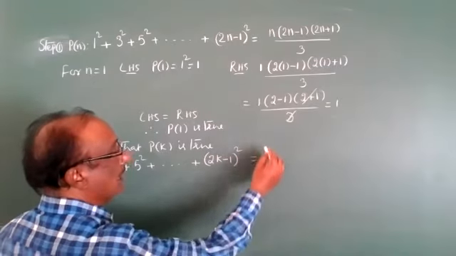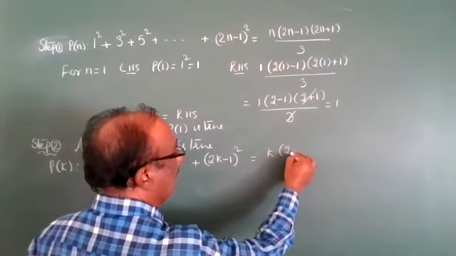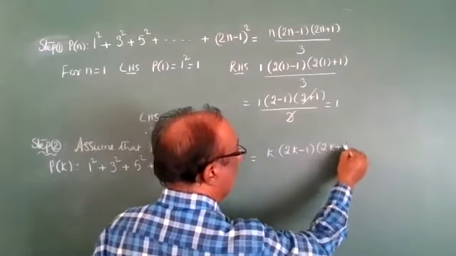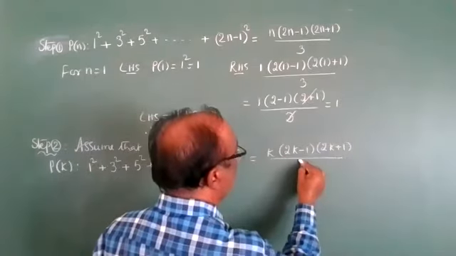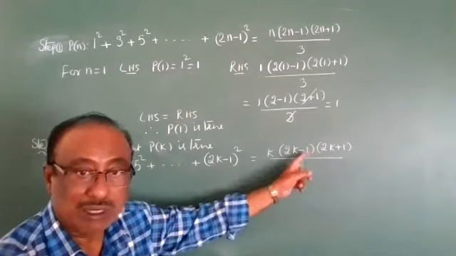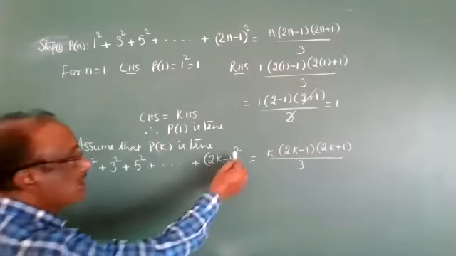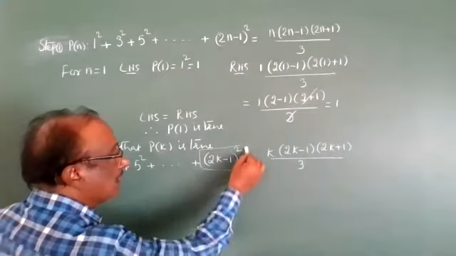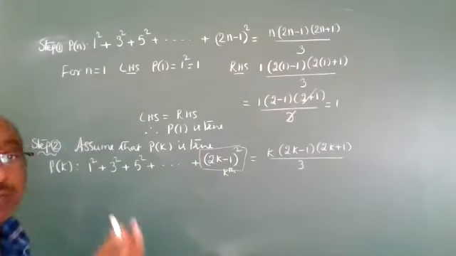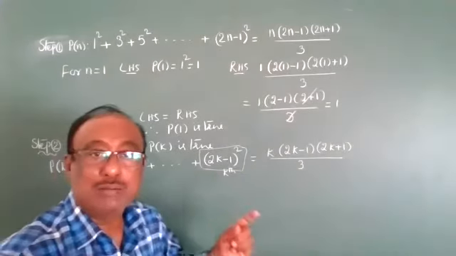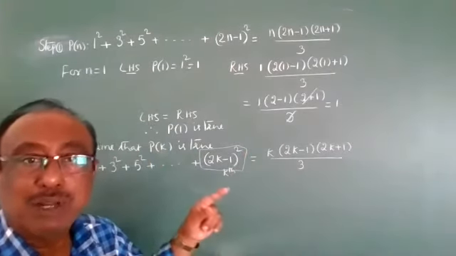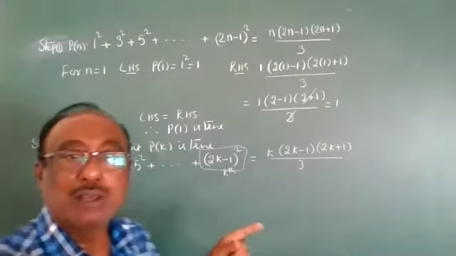So it is equal to, right side is k, 2k minus 1 into 2k plus 1 by 3. This is the sum, P of k value. Right side is this one, P of k value. Keep in mind the kth term. This should be written down before P of k plus 1. Okay, now P of k plus 1.